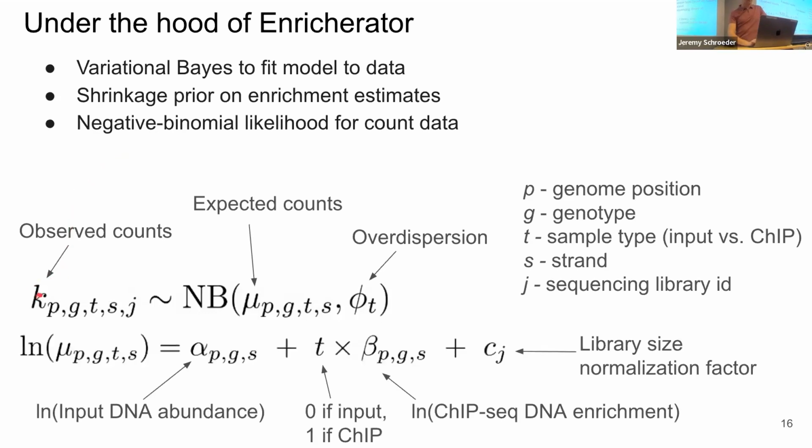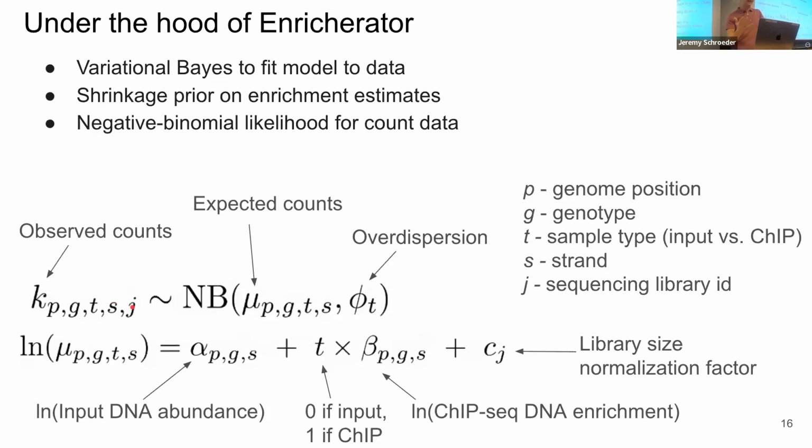And here's the math. So basically at every genome position, for every genotype we look at, for a given sample type, whether it's input DNA or ChIP-seq DNA, and for each strand, if you have strand-specific counts, some methods allow that. For something like ChIP-seq, you usually don't. So, you would just have non-stranded data.